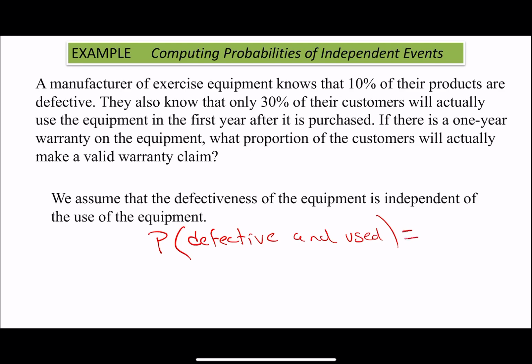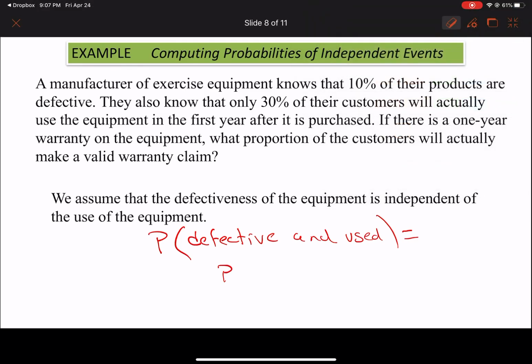Okay, so the probability it is defective is 0.1. The probability the customers use it is 0.3. So we multiply the 0.1 times the 0.3, and we get 0.03. So basically there's a 3% chance that the person is going to use it and that it's going to be defective. So based on this, about 3% of the people will make a valid warranty claim.